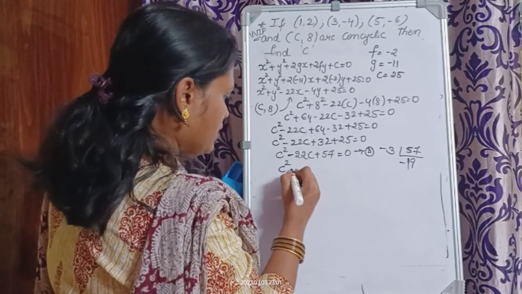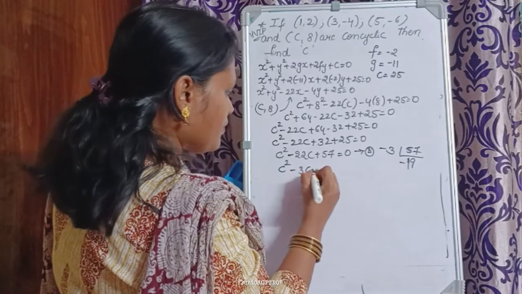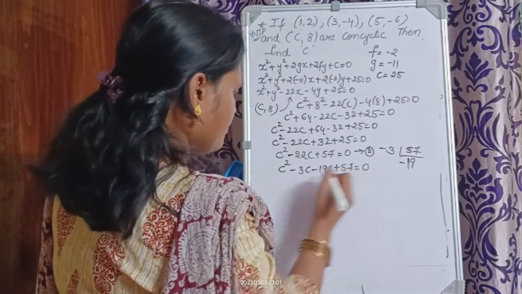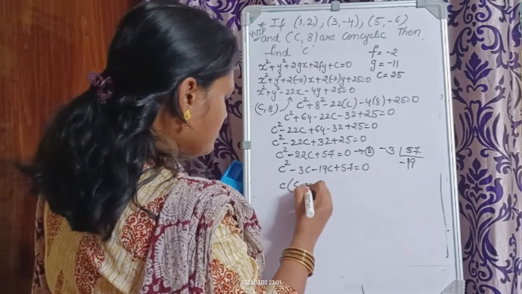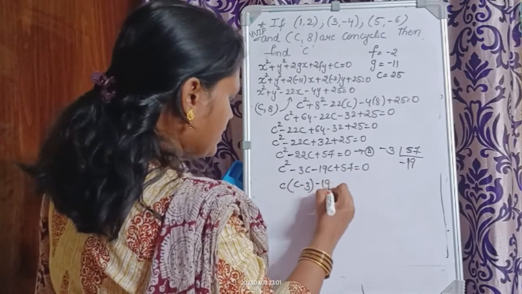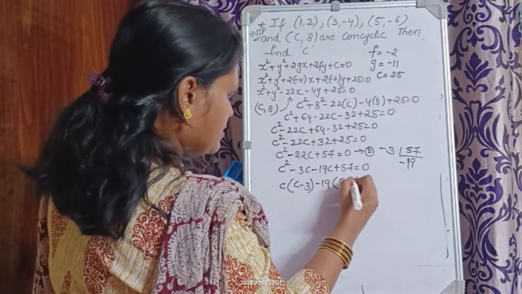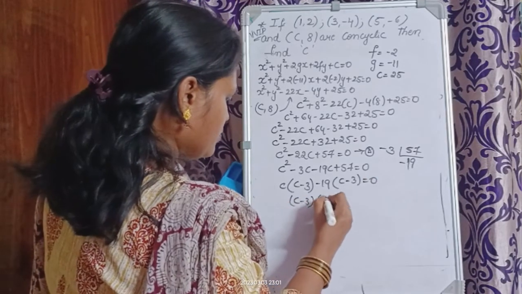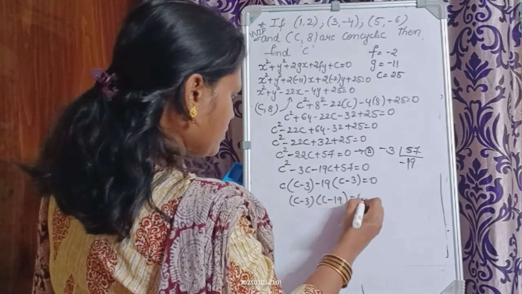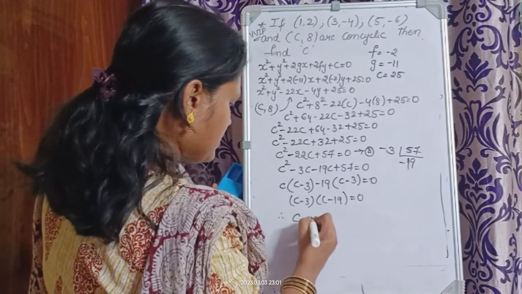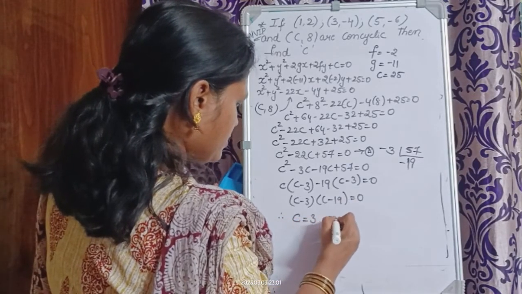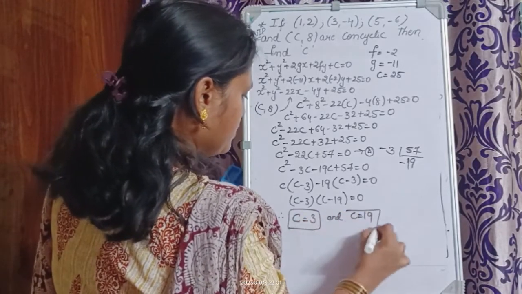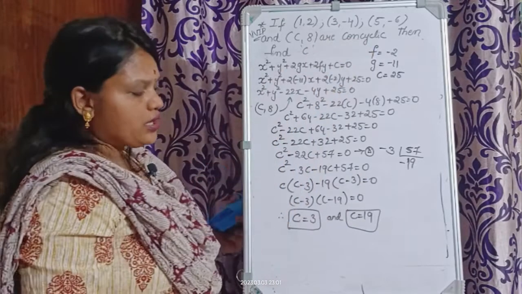So it means c square minus 3c minus 19c plus 57 is equal to 0, or I'll take c common factor, c minus 3, and here minus 19 common factor, c minus 3 is equal to 0. In other words, c minus 3 into c minus 19 is equal to 0. Therefore, the value of c is 3 and c is equal to 19 for the given set of points which are concyclic.